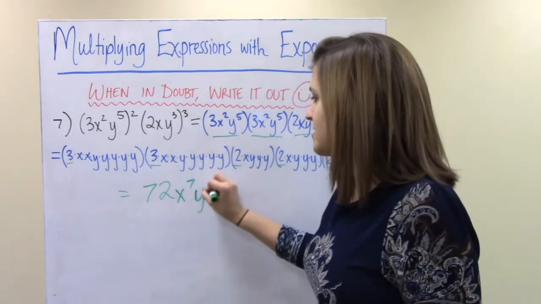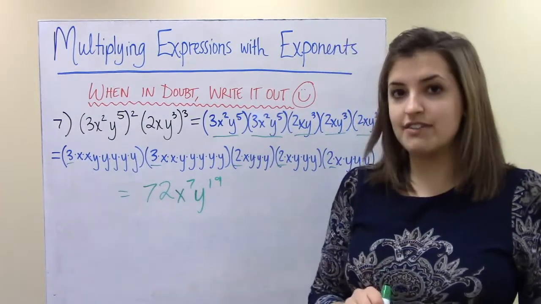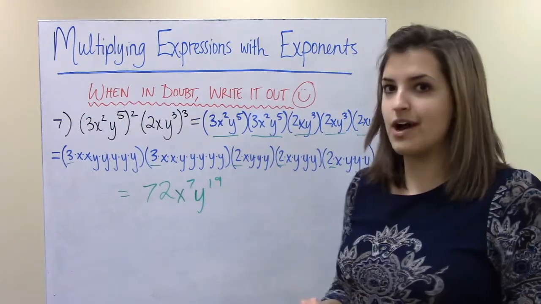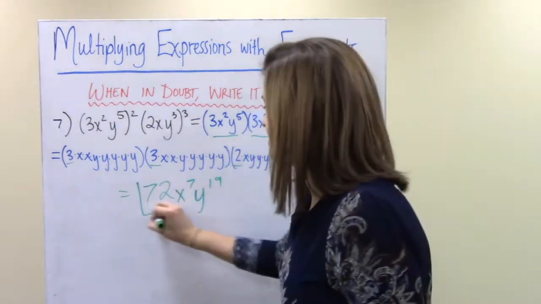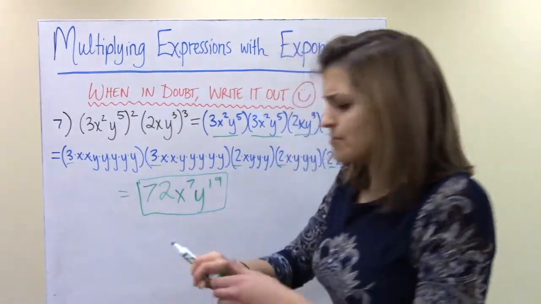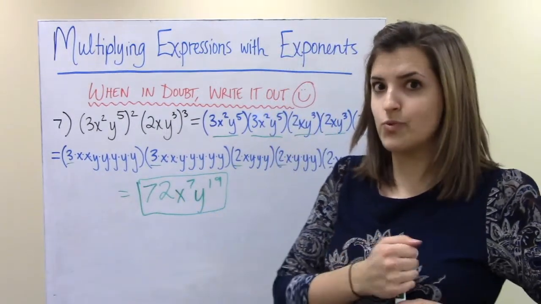So y to the 19th. So my answer is 72 x to the 7th y to the 19th. All right. Now let's do a couple more problems, maybe some with some words and some scientific notation.